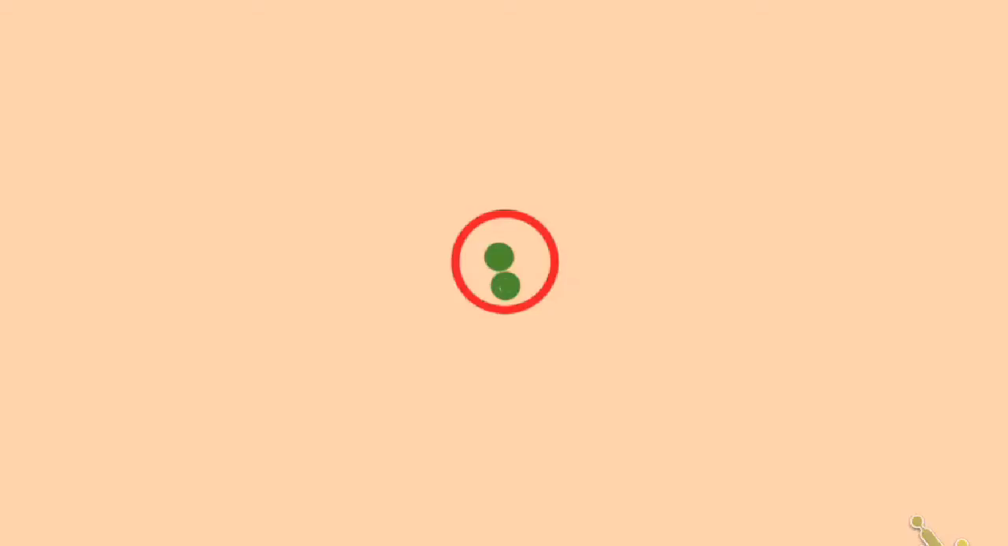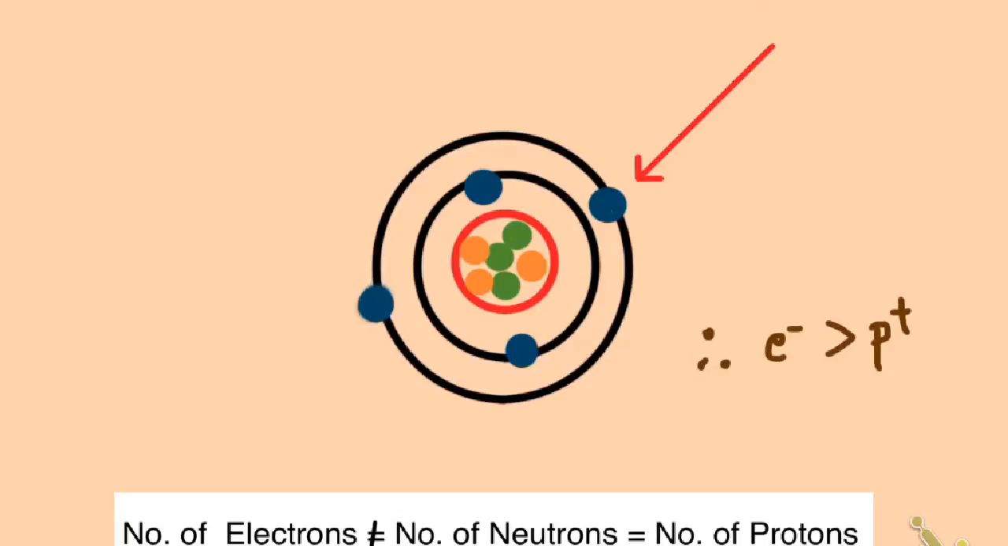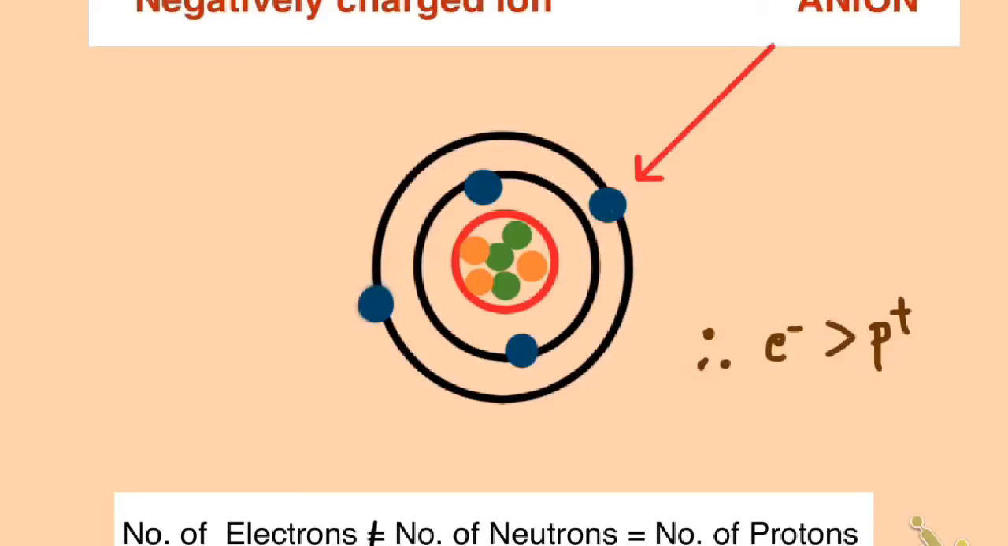In another case, where the number of electrons is greater than the number of protons, because the electron is negatively charged, more number of electrons would result in a negative charge of the ion. And this is called an anion.